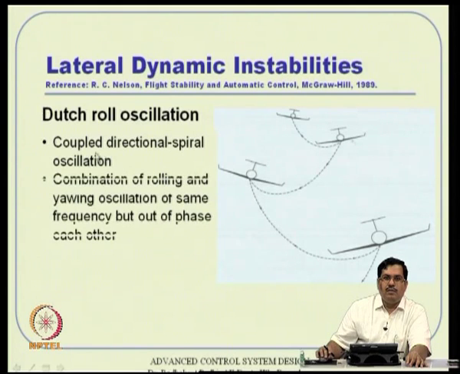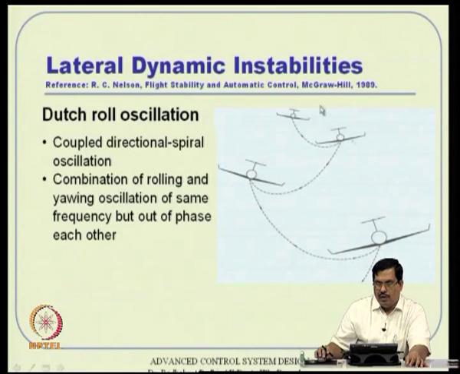Here the directional and spiral oscillations will be coupled together. It will roll, and hence beta will build up, it will go somewhere, then it will start in the opposite direction, and then it will go like this, and then like that. Remember, this amplitude keeps on building also. And this typical name comes from ice skating.